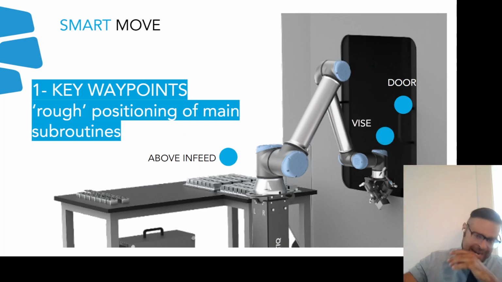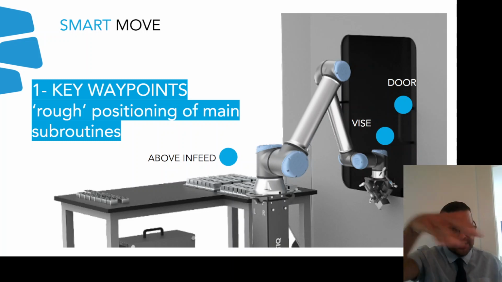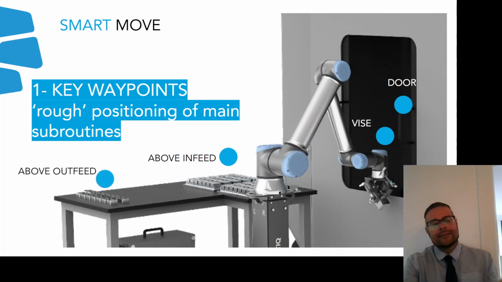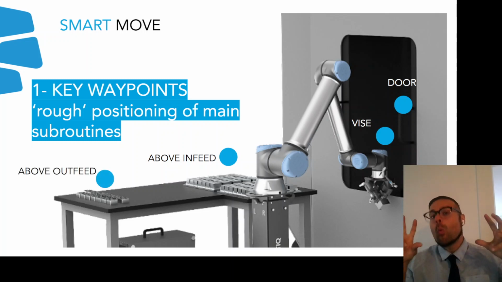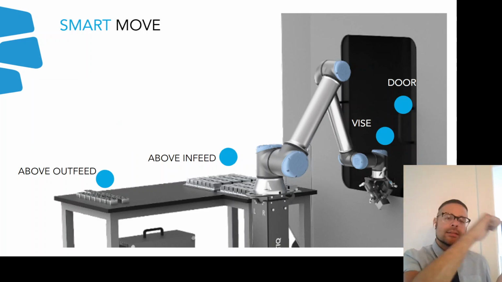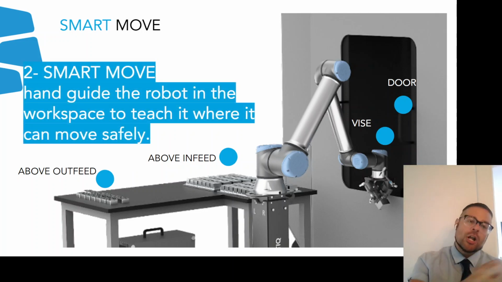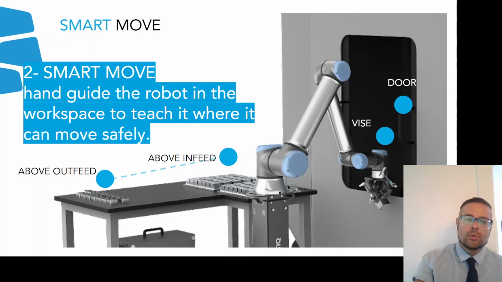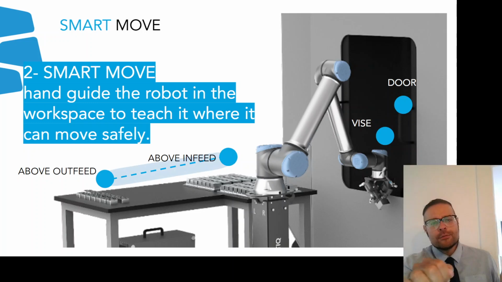Then you're gonna take it inside and teach where the vise is. Again, just a rough position above the vise or in front of the chuck. And then finally where the outfeed is. Once all of those key waypoints are taught, then you can move the robot between those waypoints. So that's the smart move. You're gonna hand guide the robot from one point to another by teaching it where it can move.